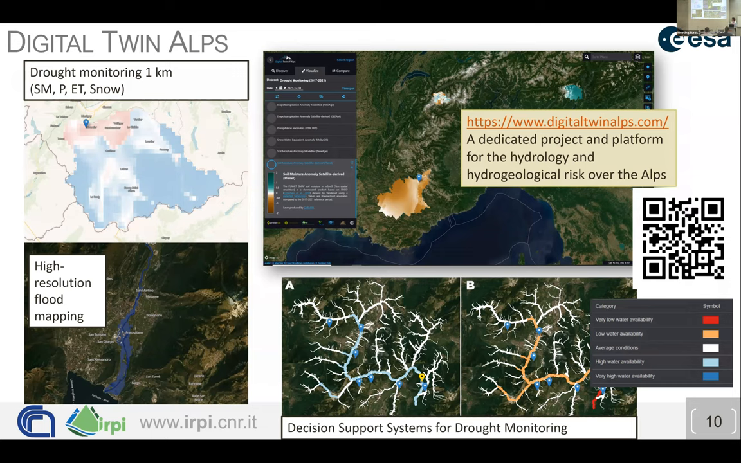Why? Because the problems that we are facing over the Alps require very, very high resolution. For instance, on the bottom left, you can see a high resolution flood mapping that we have done for a small basin not far from here. The resolution of that map is 1 meter for the flooded area. To produce that map, you have to run hydrological models plus a high resolution hydraulic model. We need a lot of information about the geometry. It's very hard. And if you think about doing these kinds of things even at a national scale, it's a kind of nightmare.